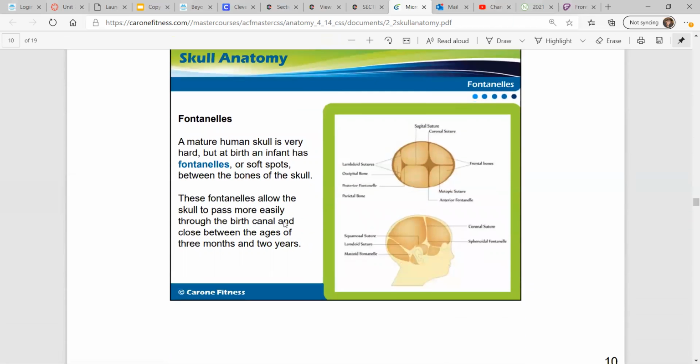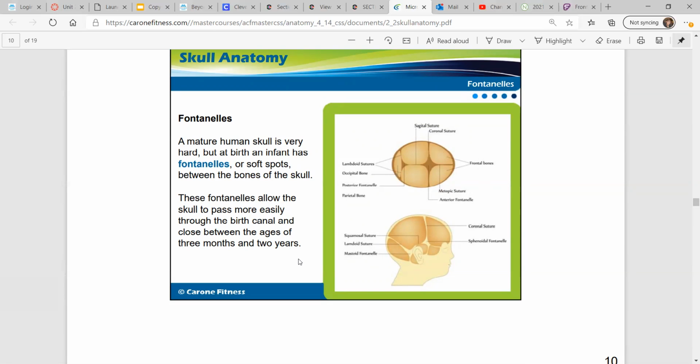Fontanelles. A mature human skull is very hard, but at birth, infants have fontanelles, or soft spots between the bones of the skull. So you can see here the structure of the bones and where there are soft spots in between, the fontanelles. These allow the skull to pass more easily through the birth canal and close between the ages of 3 months and 2 years.